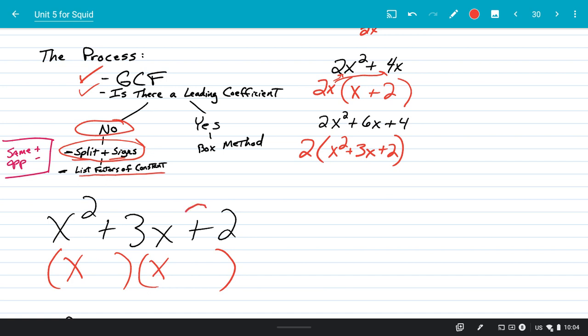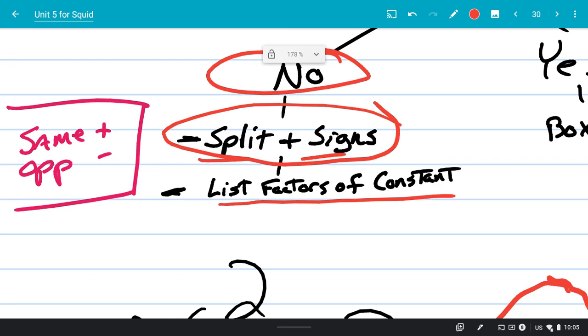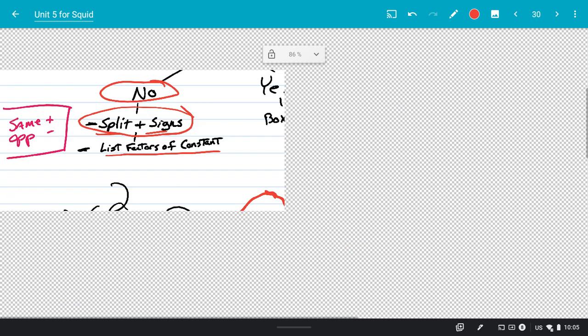When it comes to signs, I always start off by looking at the last sign. Always look at the last sign. Now, this right here, that's your cheat sheet. If the sign is a positive, you're going to use the same signs. If your sign is negative, your signs will be opposite. Are you with me? Okay.